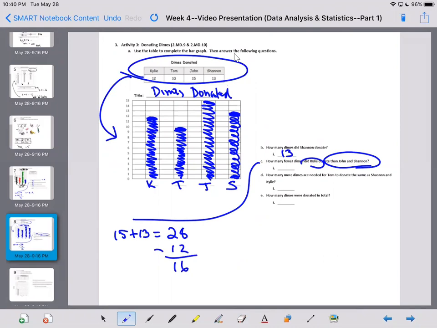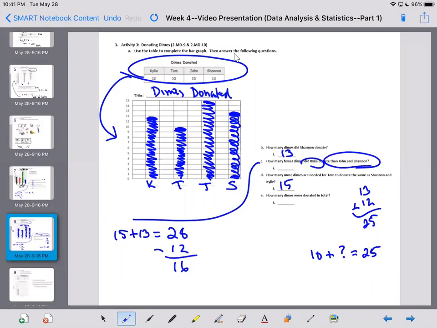D, how many more dimes are needed for Tom to donate the same as Shannon and Kylie? Well, Shannon and Kylie is 13 and 12, so that's 25. And how many more dimes? Tom already has 10. How many more does he need to add to get to 25? And that would be 15.